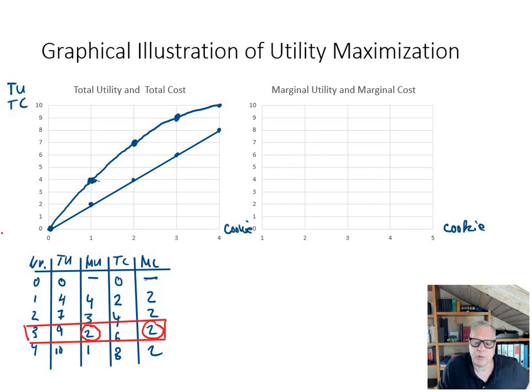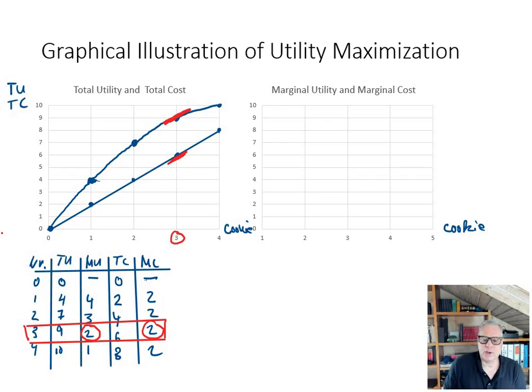So now here at 3 cookies we have the profit maximizing or the utility maximizing condition, and that is because the slope here at the total utility function at a quantity of 3, the slope here is the same as here. So that's the mathematical counterpart to the concept of marginal utility. The marginal is mathematically or graphically always the first derivative or the slope of the total function.